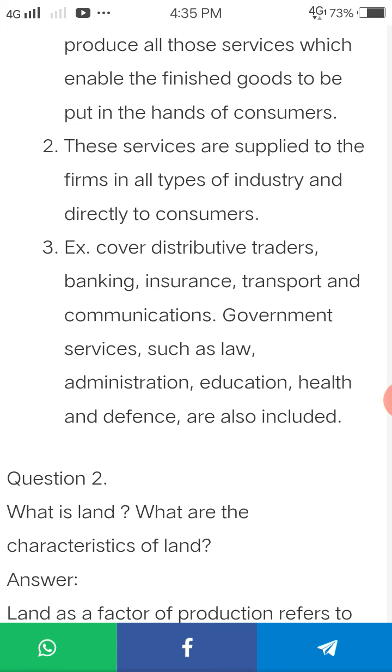Examples cover distributive traders, banking, insurance, transport and communications. Government services such as law administration, education, health and defense are also included.